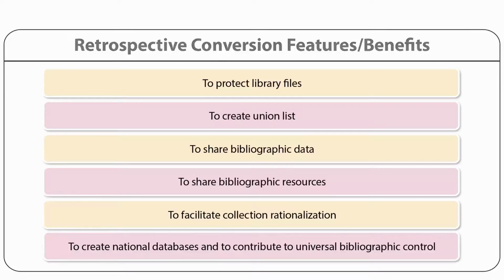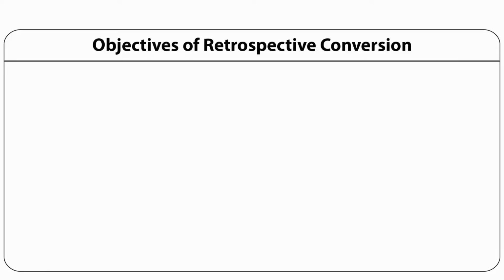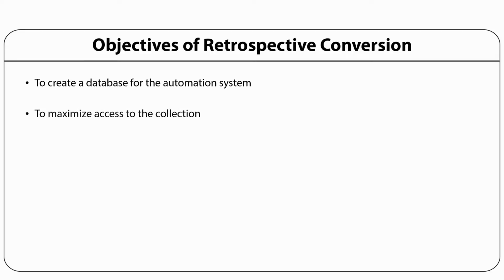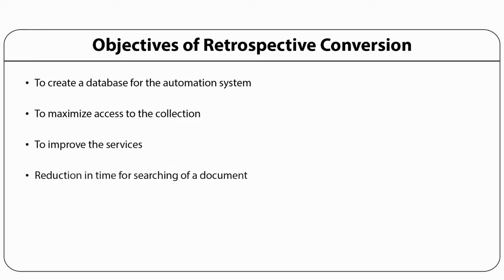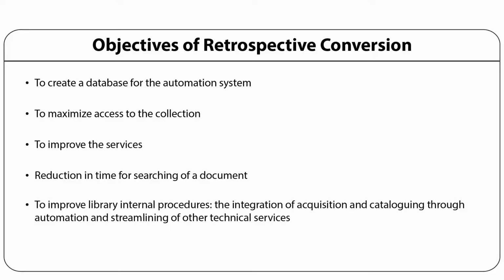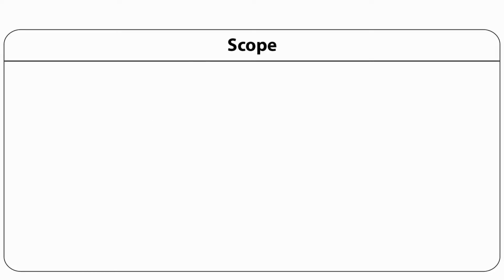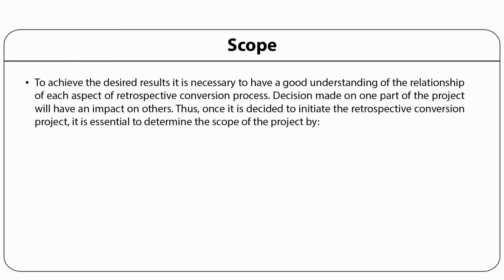universal bibliographic control. Objectives of retrospective conversion are as follows: to create a database for the automation system, to maximize access to the collection, to improve the services, reduction in time for searching of a document, to improve library internal procedures, the integration of acquisition and cataloging through automation and streamlining of other technical services, and also to maximize returns on automation expenditure.